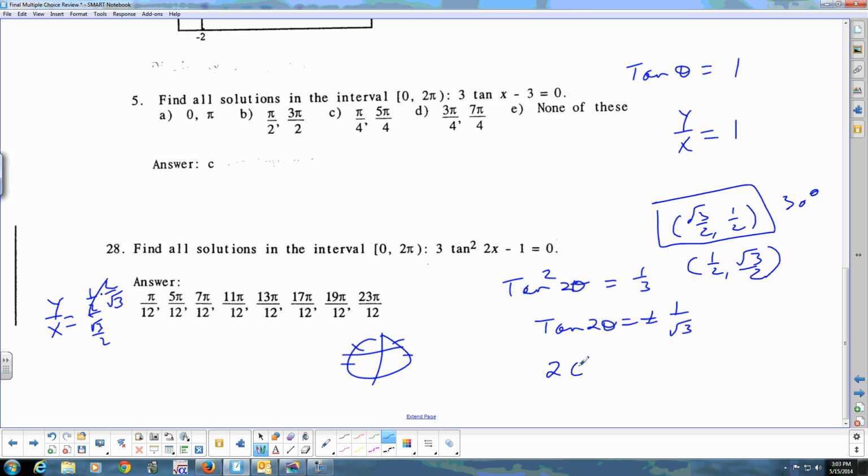But that's 2 theta equals pi over 6, 5 pi over 6, 7 pi over 6, and 11 pi over 6. Then you have to multiply by a half. That's where the 12s show up.